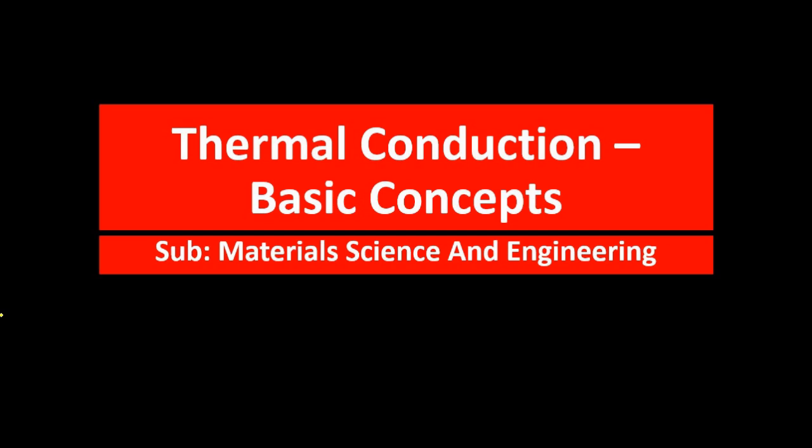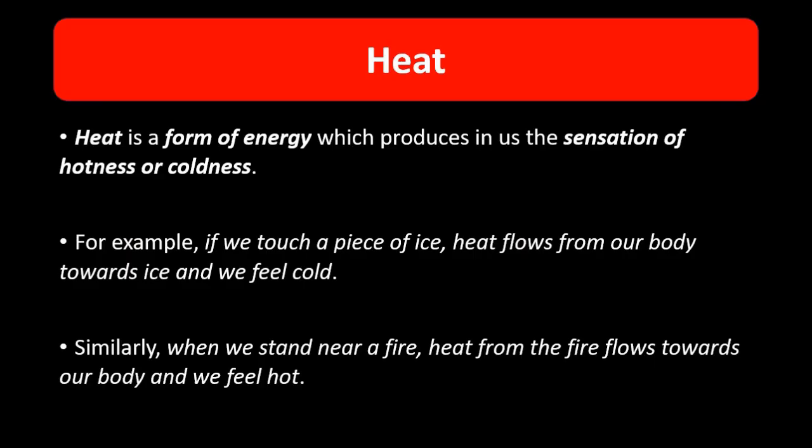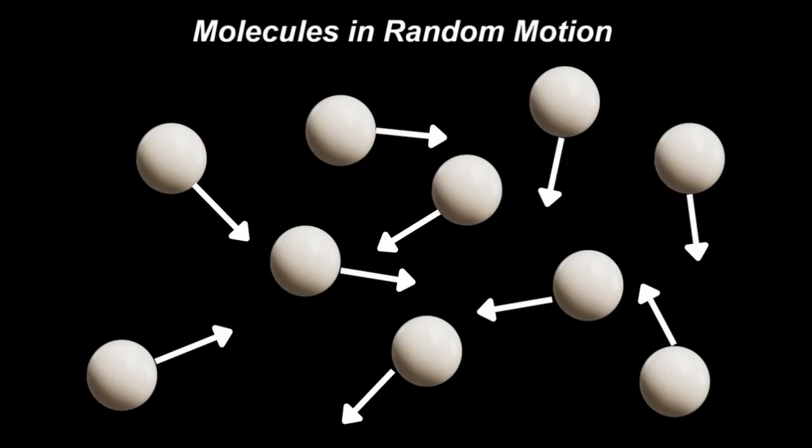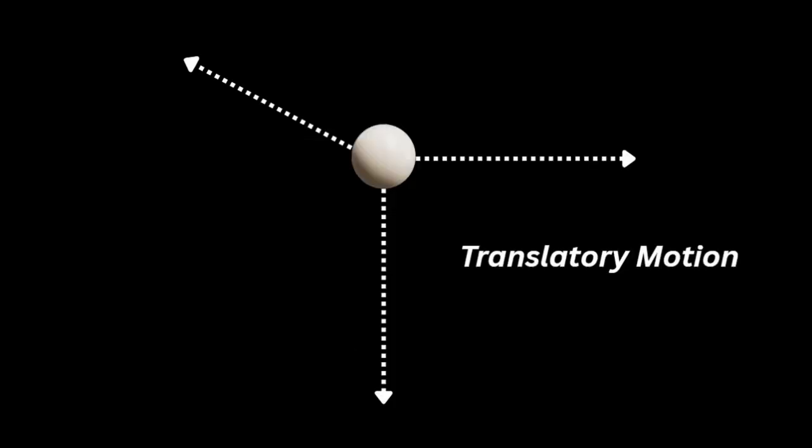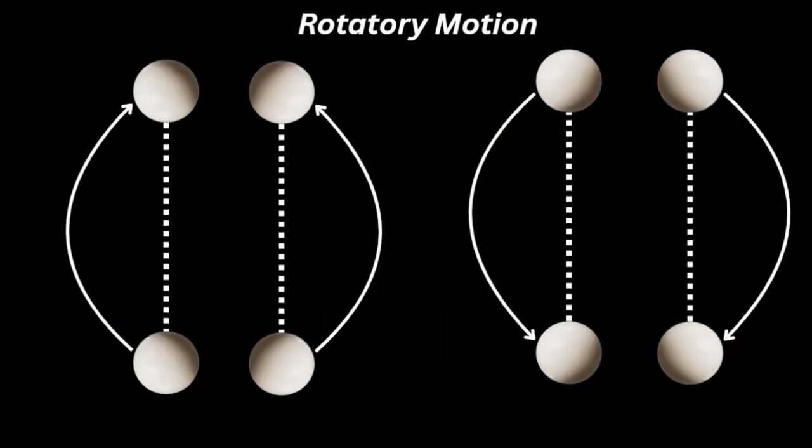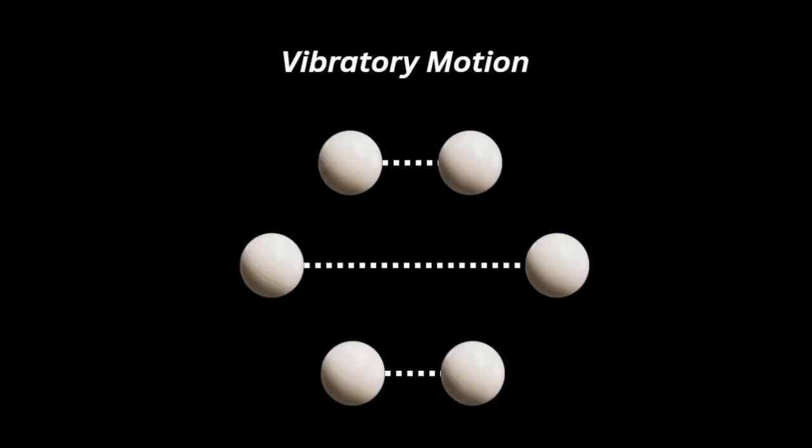So just a quick recap, we know that heat is basically the internal energy of an object which produces in us the sensation of hotness or coldness, and it is because of the molecular movement of any object. There are three basic movements: translatory, rotatory and vibrational motion. Because of this, there is an internal energy in the object which is heat. But heat in itself, we cannot define it.